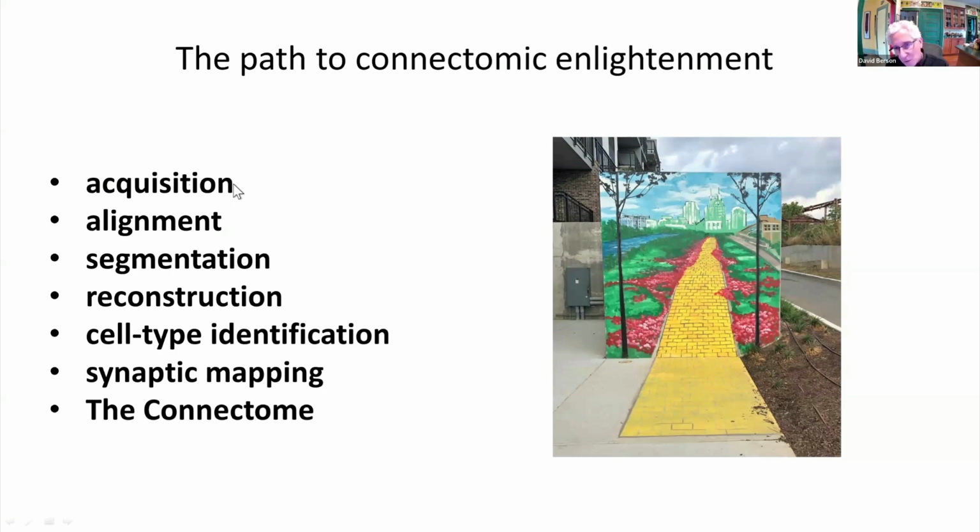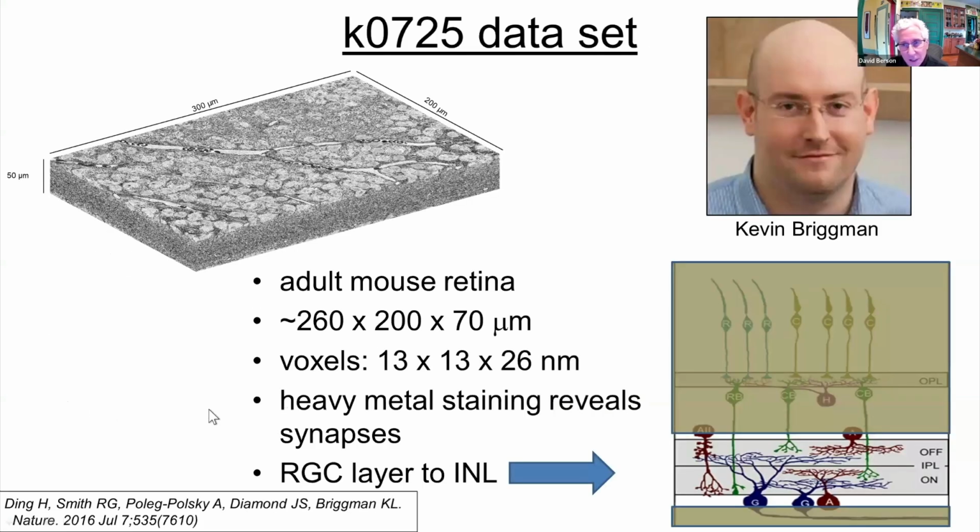One needs to acquire the volume. In my case, that was done by others. The volume needs to be aligned and then ideally segmented using automated methods. Cells need to be reconstructed, partially using this automated segmentation, but not necessarily only that way. We need to identify the cell types within the volume, understand the chemical synapses that can be seen at the EM level, map them all and identify pre- and postsynaptic partners, and then arrive at this description of the connectivity, at least of chemical synapses. The connectome, which is kind of the holy grail we're all after at the end.